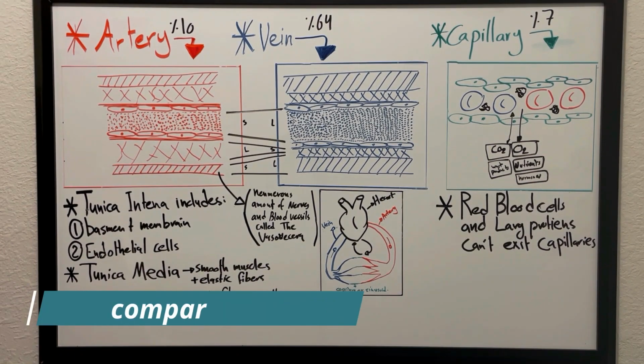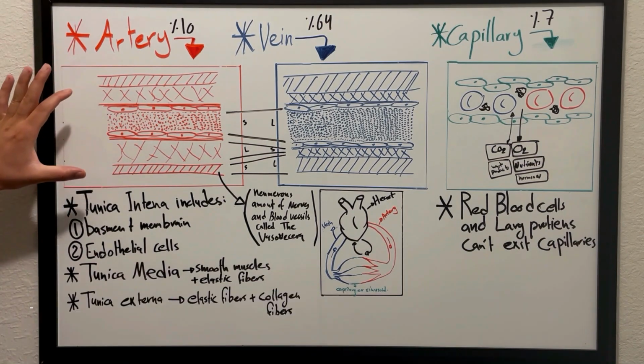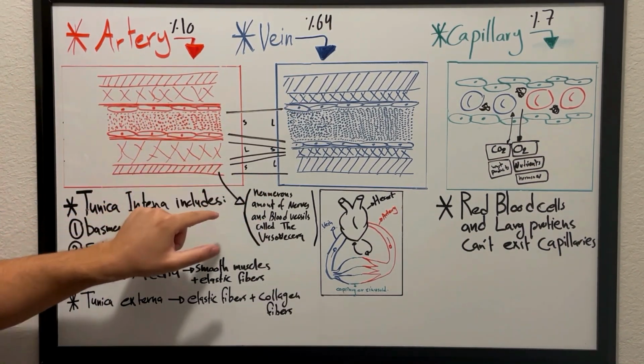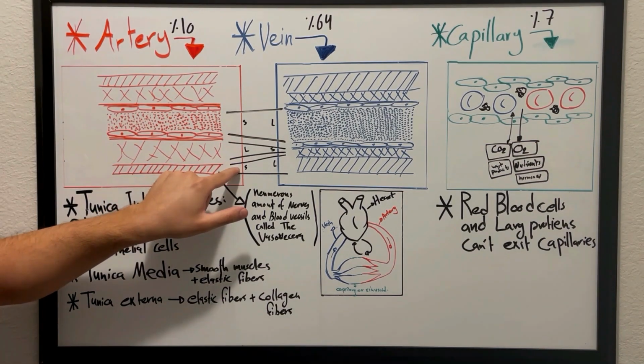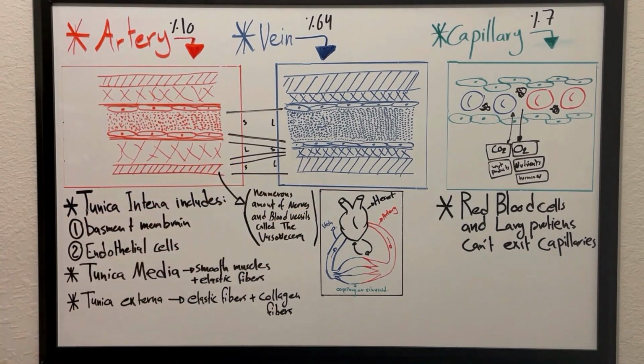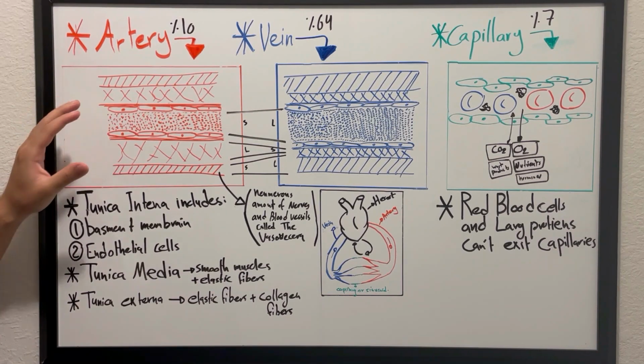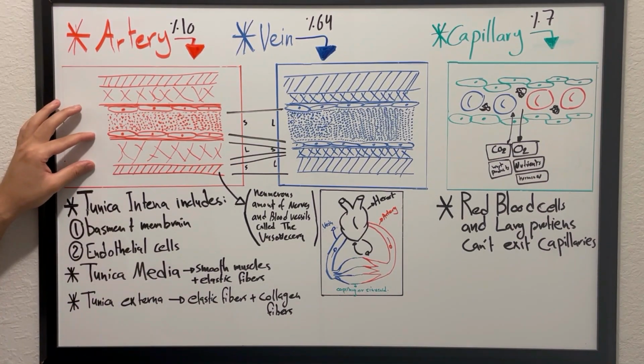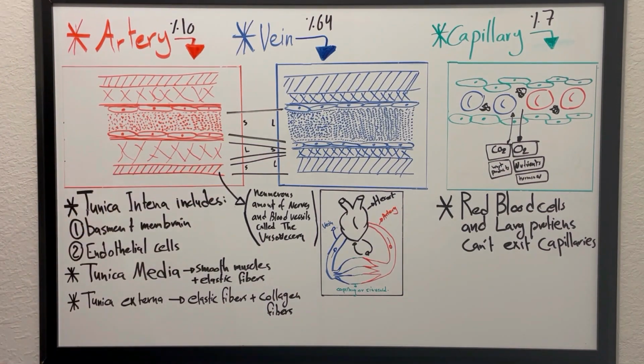The tunica externa is thicker in veins and much thinner in arteries. So the first difference between arteries and veins is the thickness of the tunica externa. As we can see here, the tunica externa is smaller in arteries than it is in veins. The tunica media, as we said, is smooth muscle cells and elastic fibers. The tunica media is much larger in arteries than in veins. Why? Because arteries always change their size in order to regulate blood pressure.